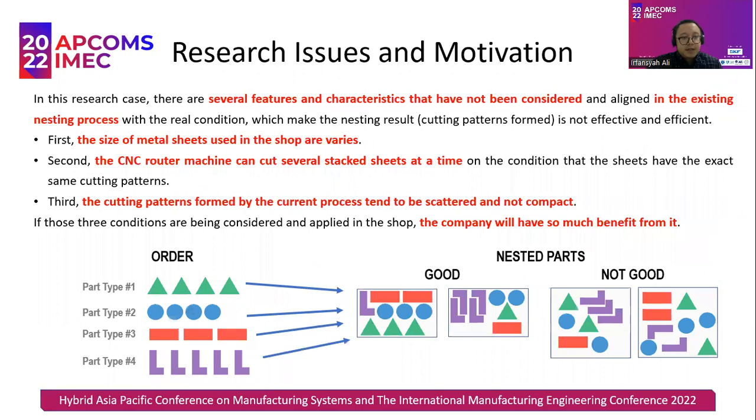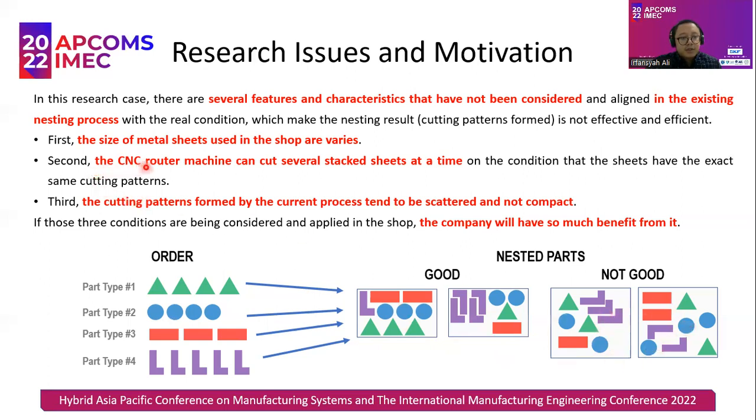In this research case, there are several features and characteristics that have not been considered and aligned in the existing nesting process with the real condition, which makes the nesting result not effective and efficient. First, the size of metal sheets used in the shop varies, which means the width and length of each sheet may differ. This condition has not yet been considered in the existing process, which often makes the sheet selection inefficient. The cutting patterns formed will not be compact and leave so much unused space.